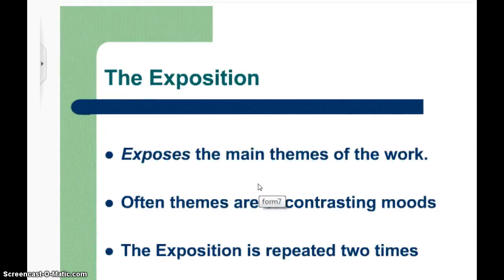Let's look down here. The exposition exposes the main themes of the work, and again they're contrasting. This is much more important in the classical period. They really want you to hear this theme. Most of them are very catchy, and it's so important that you know that theme or the themes. The whole exposition is repeated 2 times. So when you go to a concert for a symphony, for example, you will hear the first part and it will end, and you'll think, okay, that's the end of the exposition, but it doesn't. It goes back to the beginning and repeats the whole exposition.